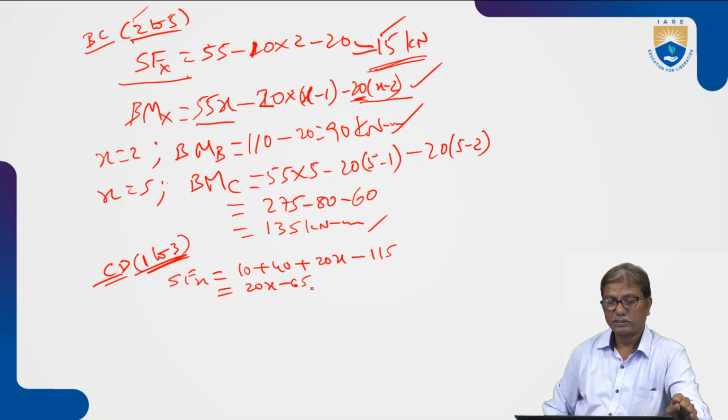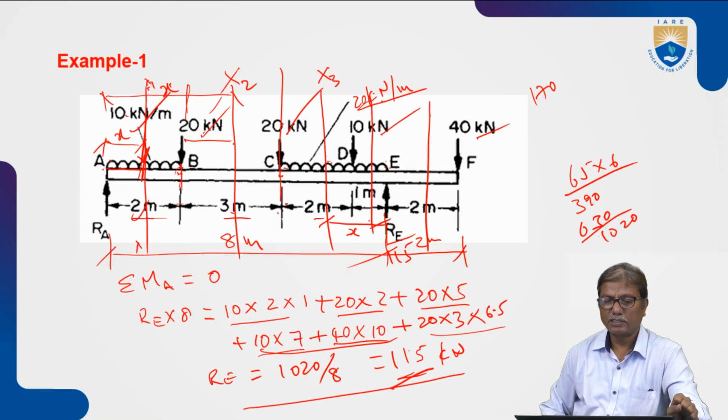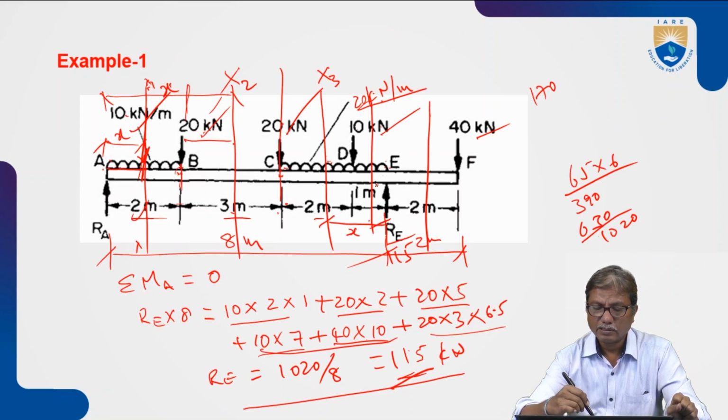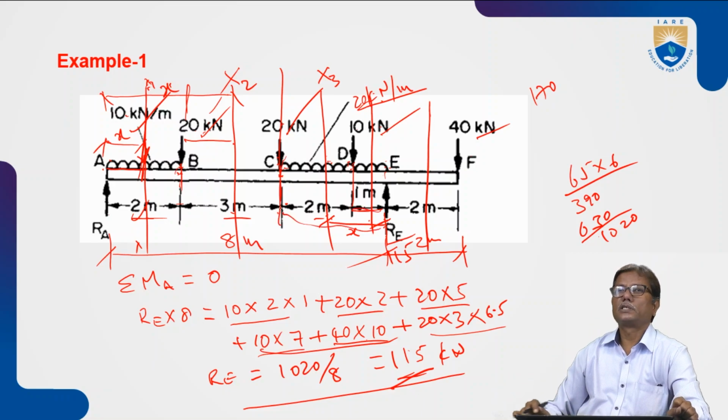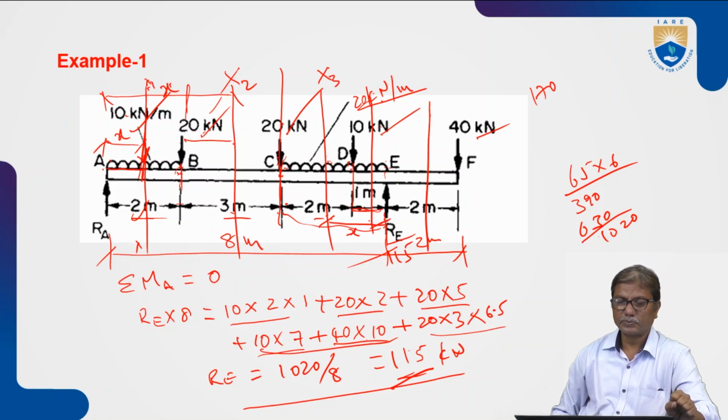Now let us see the limits. We are considering the origin from E, isn't it? But the section moves between C and D. The equation is valid between C and D. So at D the value of x is 1. At C the value of x is 3. So the limits are from 1 to 3.